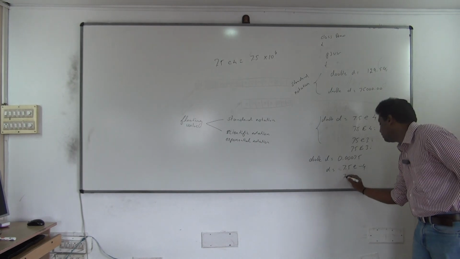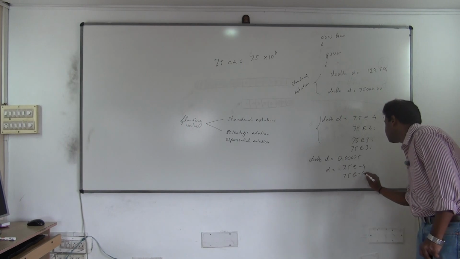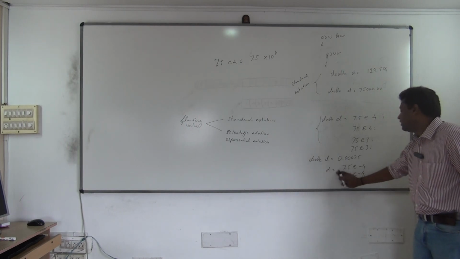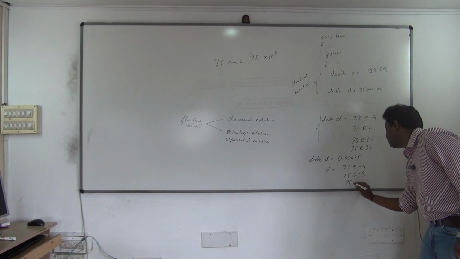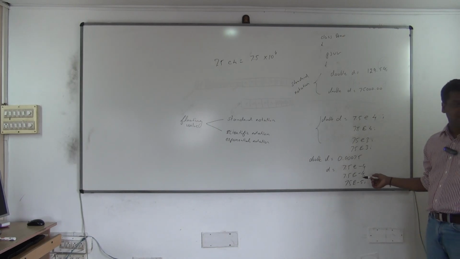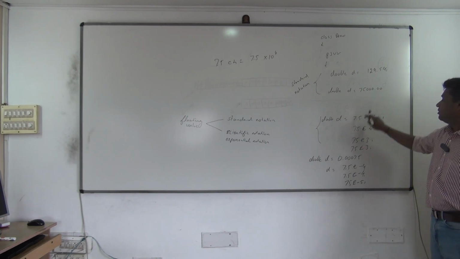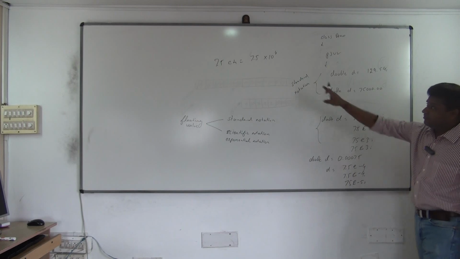Or you can write 7.5 E minus 4. Caps also you can write. Done? Or you can write 75 E what? Minus 5. 75, not 7.5. 75 E minus 5, this also you can write. So you should know how to write this. Finally it will get evaluated like that.